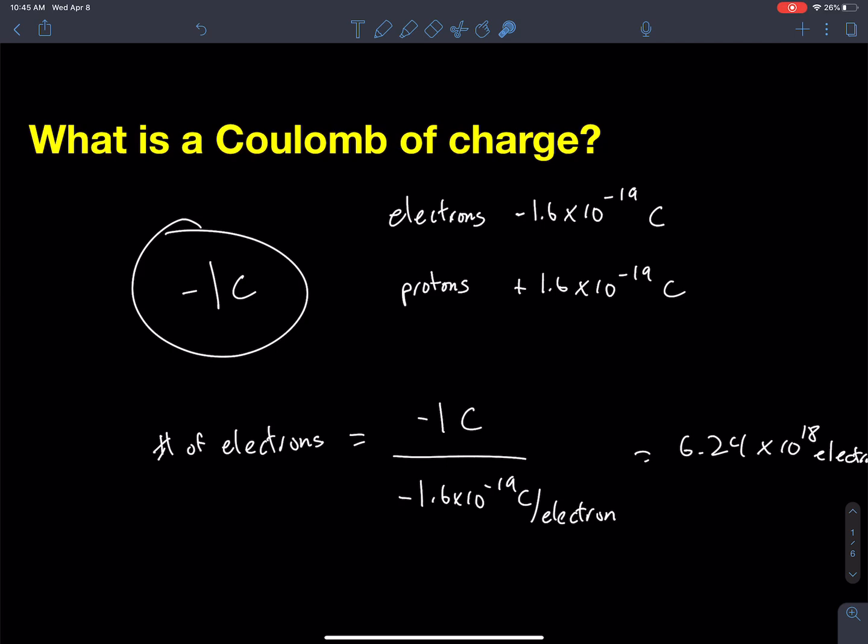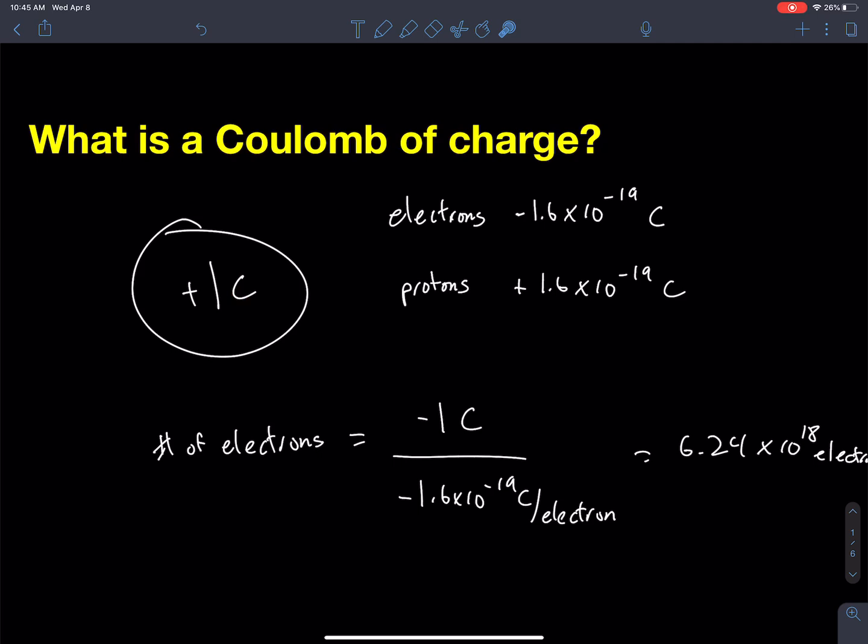Now if I had +1 coulomb, it's the same. I would have 6.2 times 10 to the 18 protons in excess in that material. So that's the nature of charge. We can all agree that a coulomb is a heck of a lot of electrons, and most charged objects are probably not carrying a coulomb of charge. They're probably carrying much less than that.